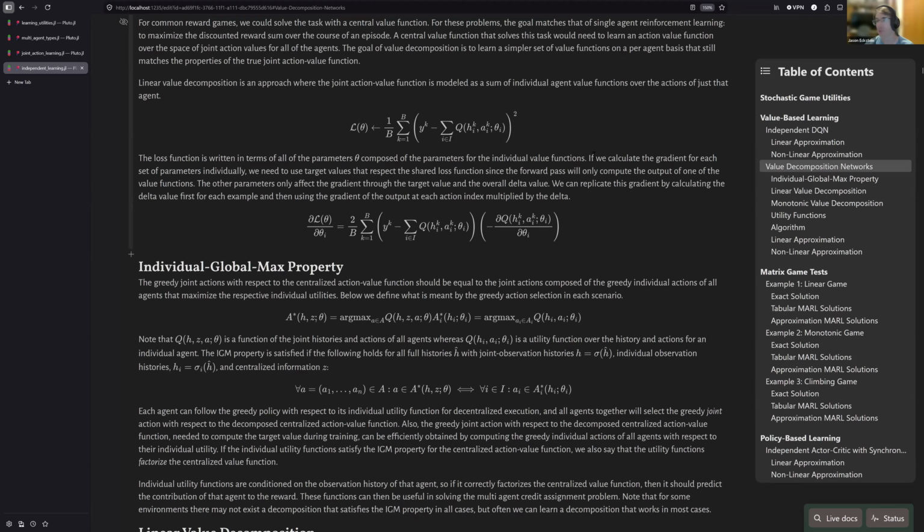Now, if we take the partial derivative of this with respect to just the parameters for a single agent, then by applying the chain rule we have this term here, which still has this sum over the individual utility functions. And then we have the partial derivative of just the one utility function with parameters i here.